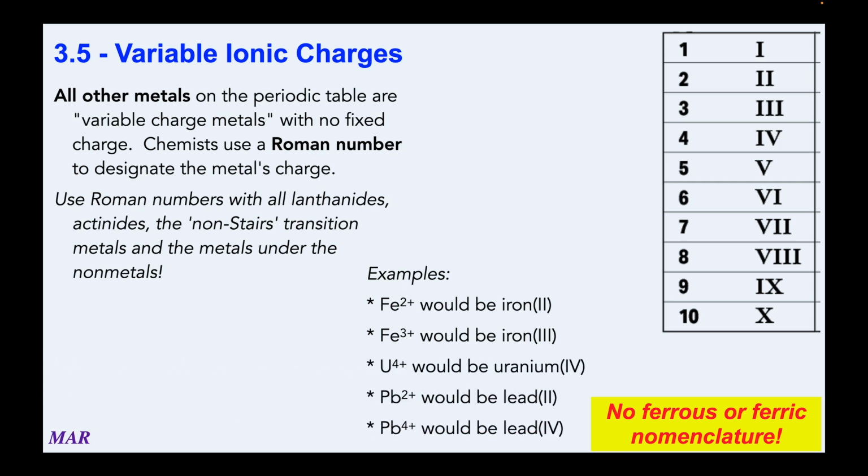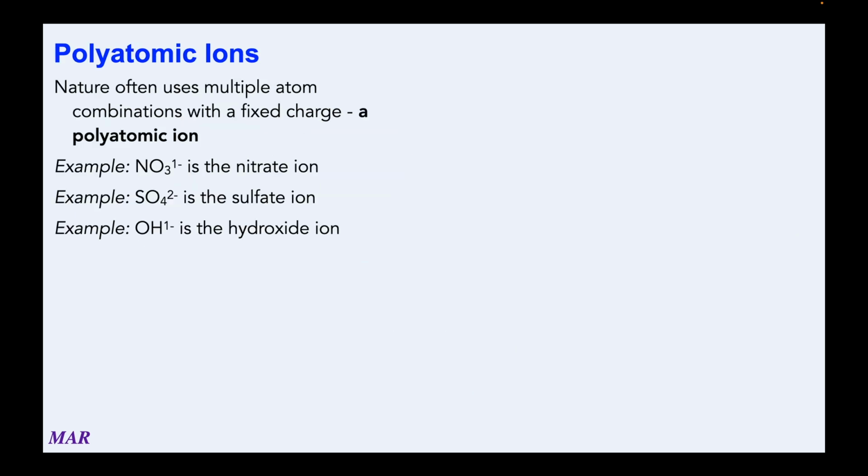Likewise, uranium +4 would be uranium(IV) to say it's a 4. Lead 2+ would be lead(II). Lead 4+ would be lead(IV), etc. So notice if you just said iron, I wouldn't know if it was iron +2 or iron +3. Or if you said just lead, I wouldn't know if it was lead 2 or lead 4. So the Roman numeral helps us to talk to each other about what the charges are going to be on these things.